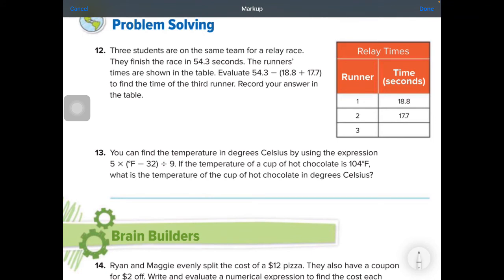Three students are on the same team for a relay. They finished the race in 54.3 seconds. The runners' times are shown in the table. Evaluate 54.3 minus 18.8 plus 17.7 to find the time of the third runner. Record your answer in the table. Ooh, okay.